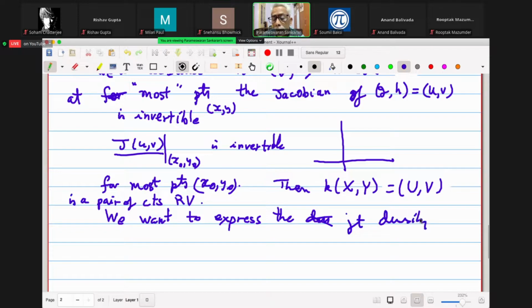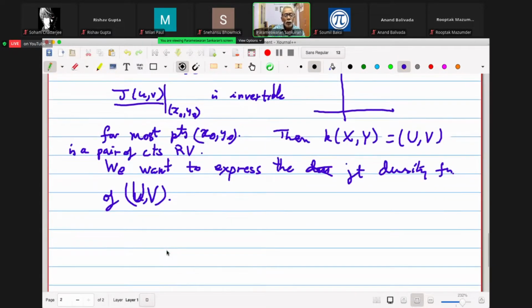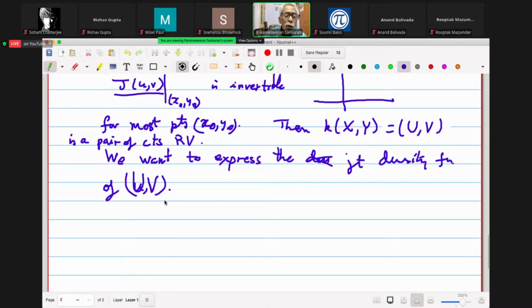Joint density function of U comma V. So (capital U, capital V) is what we want to find. Of course, in order to do that, you need to compute something, but I can tell you what the answer is. But first, let us just understand what is happening.